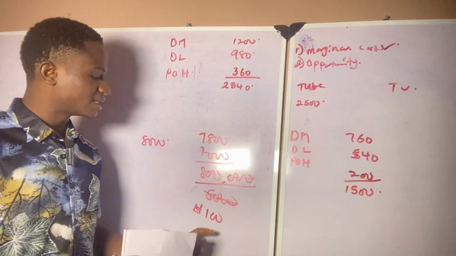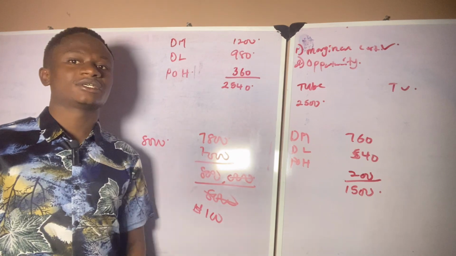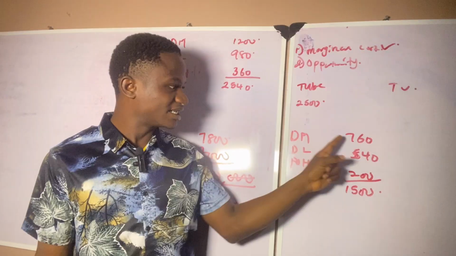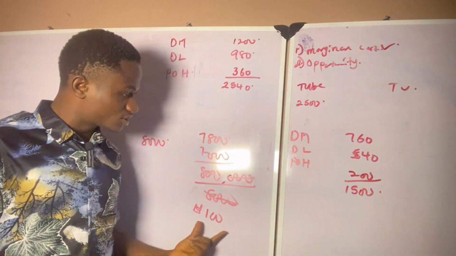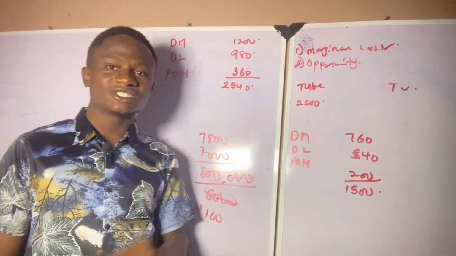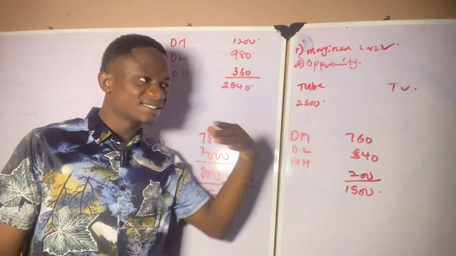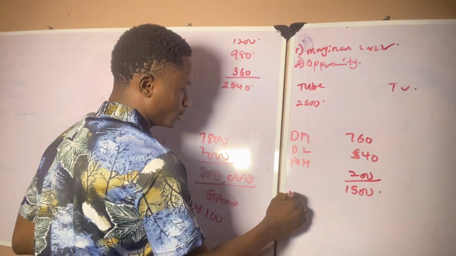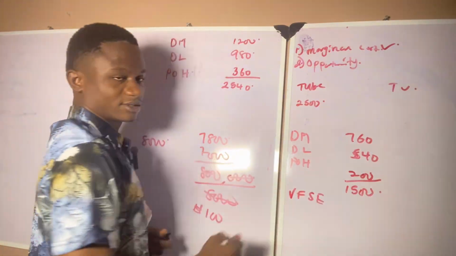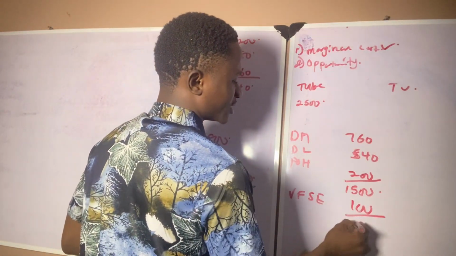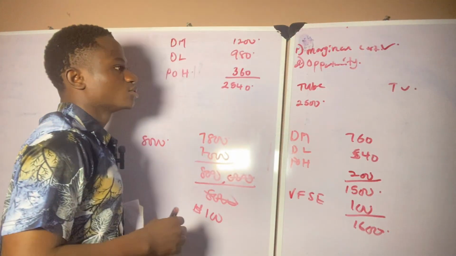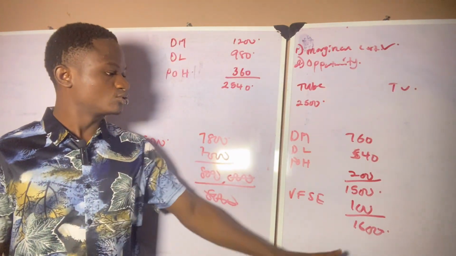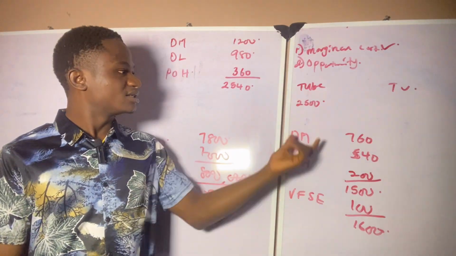So that's 100 naira, this variable fixed selling and administration expenses per unit. So this is the direct material, direct labor, production overhead, plus this 100 naira will give us the total cost this guy spent in producing one tube that is selling to an outsider before selling it to this guy. So let's go. Plus the 100 naira plus variable fixed and selling expenses, which is 100 naira, that gives us 1,600. So this guy, which is the tube division, spent 1,600 to be able to produce this 3,000 units.